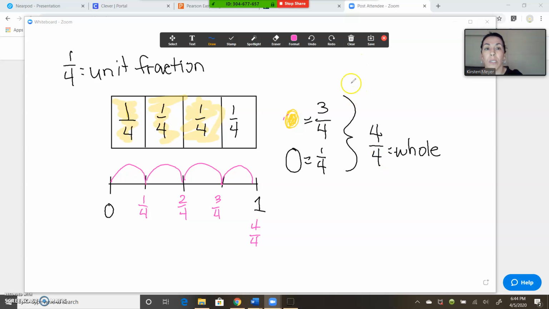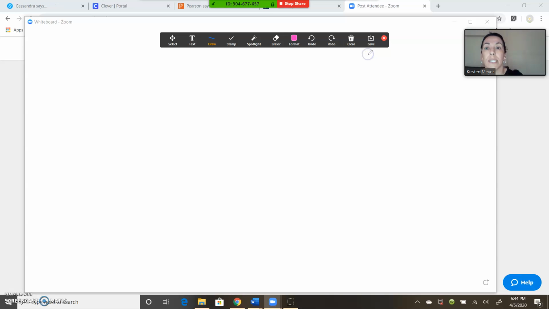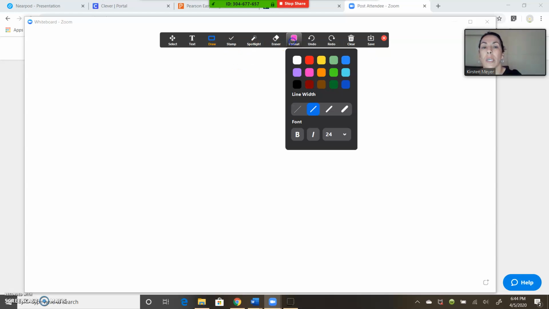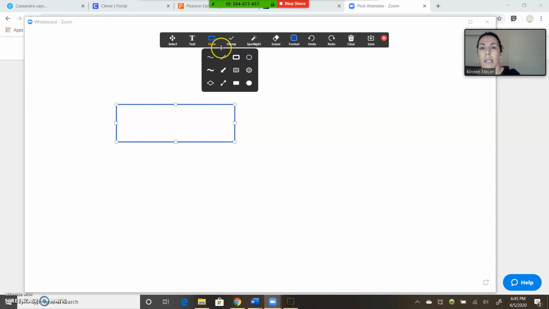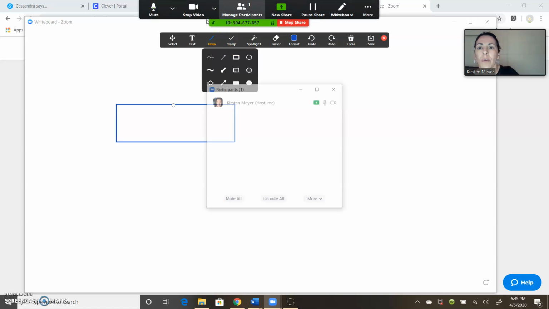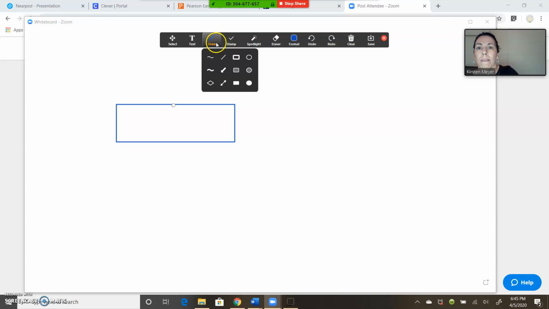All right, so that brings us to what we're going to talk about today. Today we're going to begin talking about what happens when we have more than one whole. So we're going to draw a shape, and inside of that shape, we are going to put it into parts. This time we are going to have 4 parts. 1 part, 2 parts, 3 parts, 4 parts.